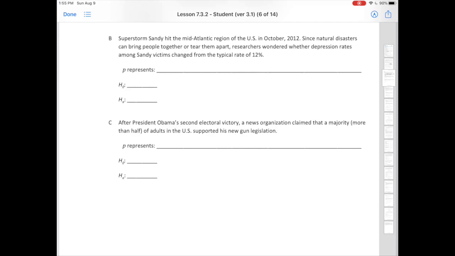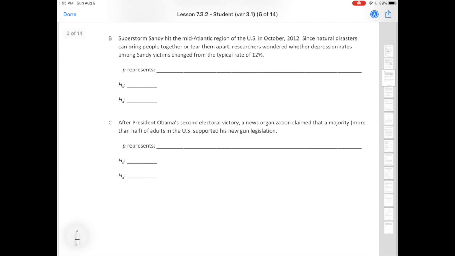Superstorm Sandy hit the mid-Atlantic region of the U.S. in October 2012. Since natural disasters can bring people together or tear them apart, researchers wondered whether depression rates among Sandy victims changed from the typical rate of 12%. Okay, so what does P represent here? Remember, the researchers are concerned about depression rates among Sandy victims.